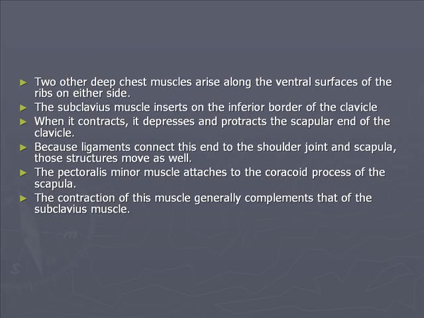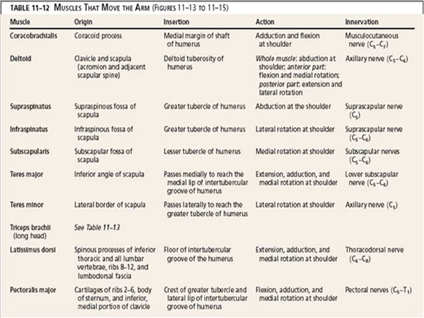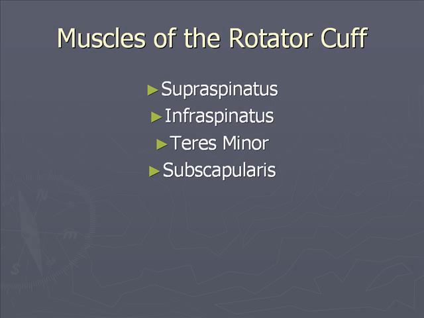Two other deep muscles that arise on the ventral surface of the ribs: the subclavius muscle. I didn't ask you about that on the exam. And these are just tables out of your book that demonstrate muscles that move the arms. Please review those. I've gone over the major ones that you're responsible for.